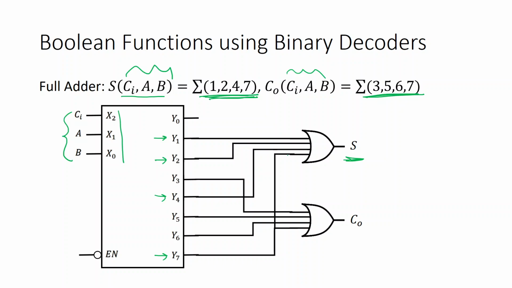Similarly for C0, what I need to do, I need to simply connect 3 5 6 and 7 together. So simple, very simple. So whatever function, whatever problem you are given, you simply need to form the truth table.